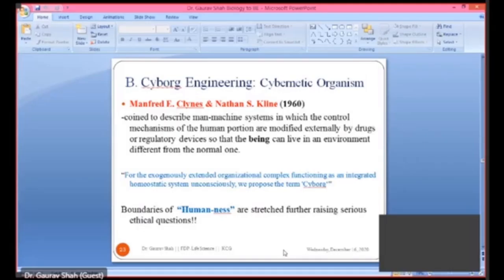The next and most important thing is cyborg engineering, also known as cybernetic organism, right? It was coined in 1960 to describe the man-machine system in which the control mechanism of the human portion is modified externally by drugs or regulatory devices so that the being can live in an environment different from the normal one. So boundaries of humanness are stretched further, raising serious ethical questions.